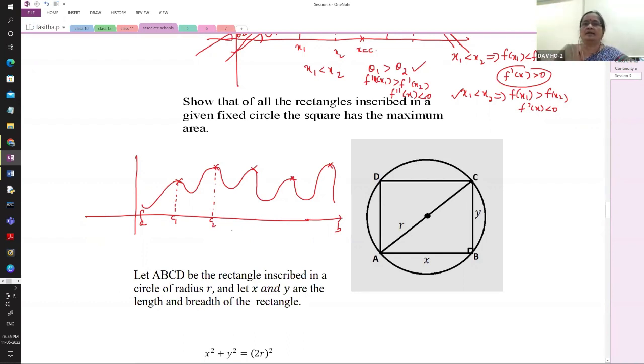When it is not an interval, when it is a continuously flowing graph, then however many turns she has drawn, all these maximums will be local maximum, and all these are local minimums.